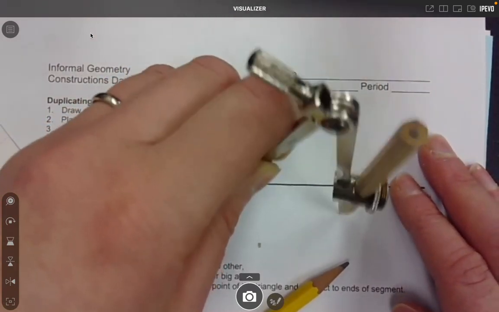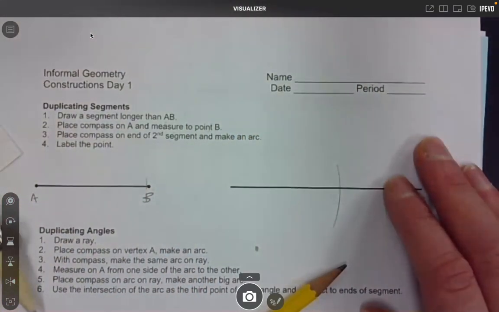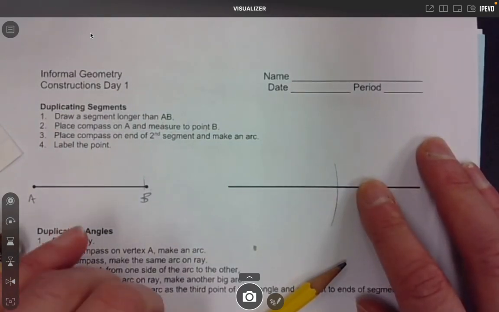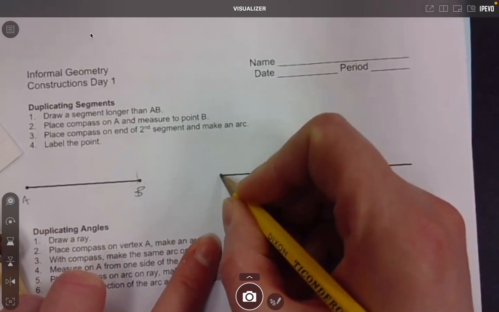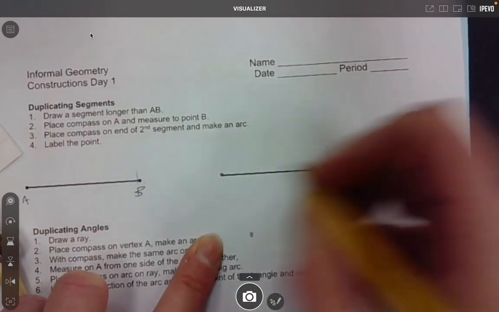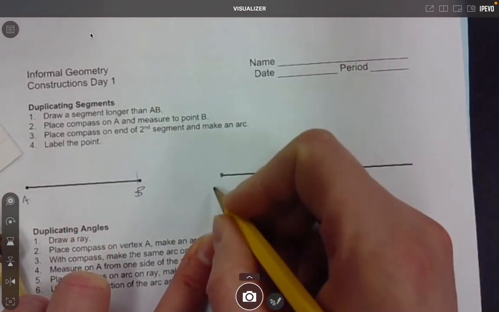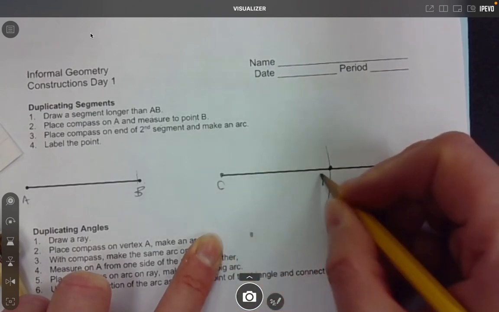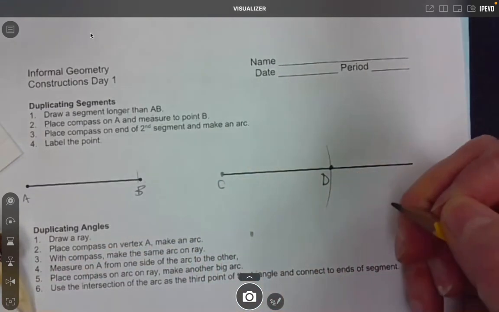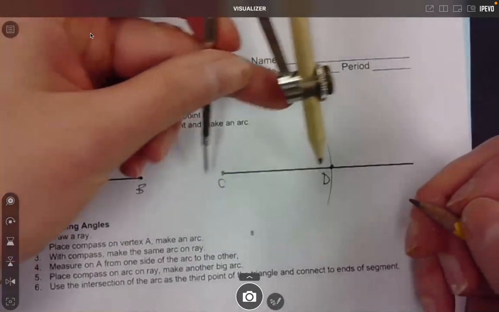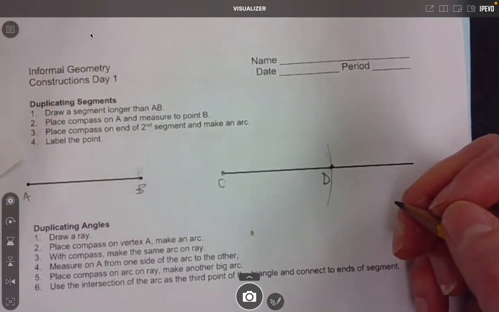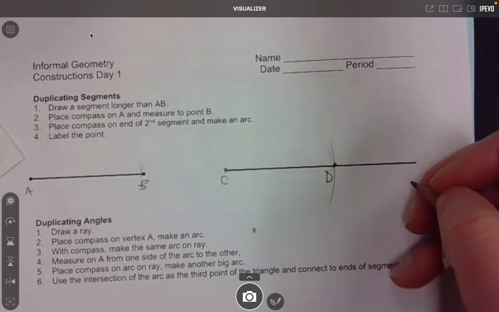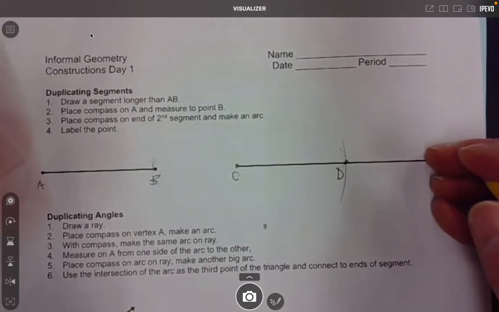That arc is really important because it's going to tell your teacher that you did this using a compass and not a ruler. So this is going to be my copy now. I'm going to call it CD. So my copy is CD. It's exactly the same length because I've measured it with this compass. So CD is the same as AB, but again, we did that construction without actually measuring anything with a ruler.